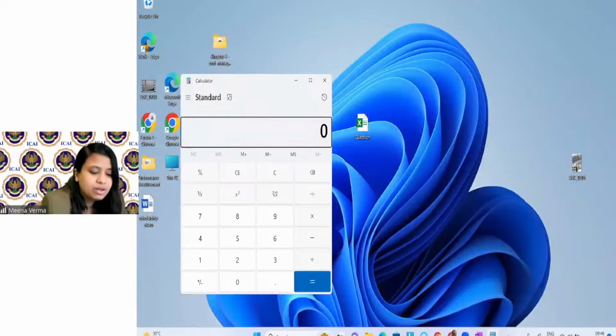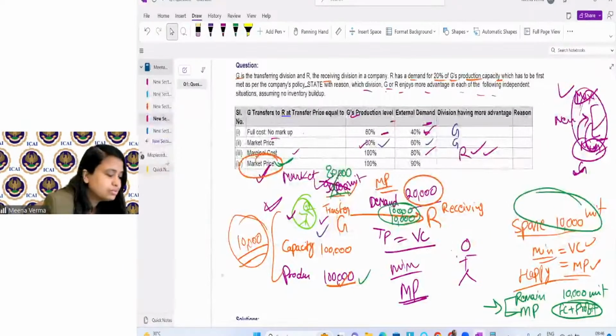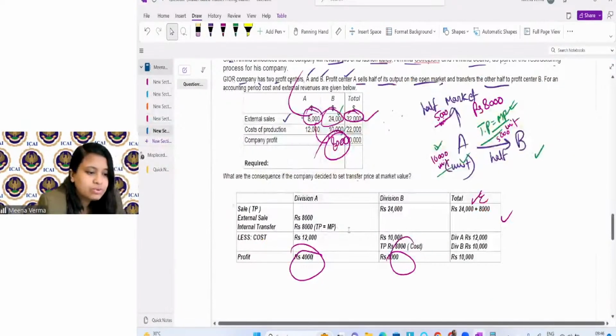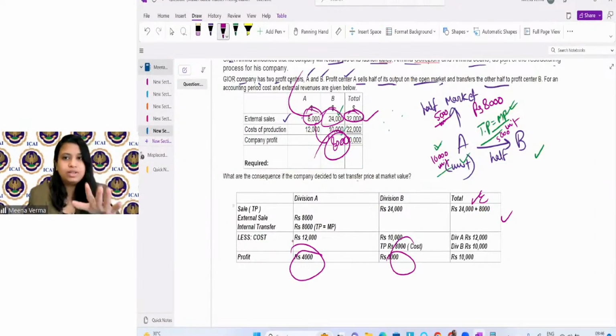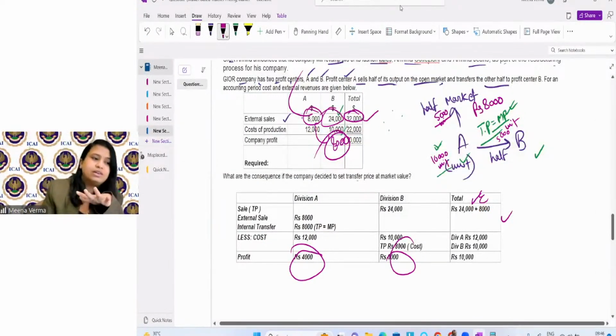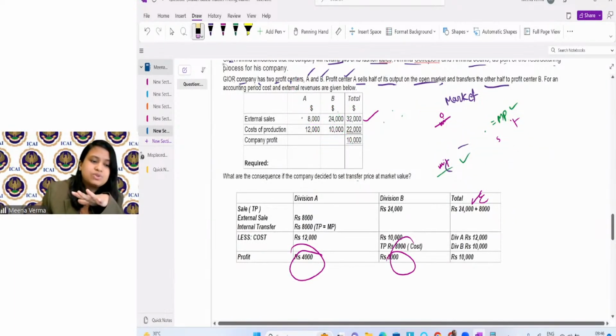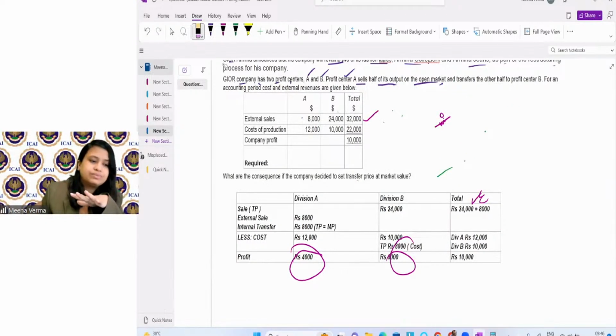All right, okay. If you have any other doubts, you can ask me. I hope that it is logically very clear. It's so simple, right? Transfer pricing is such a simple concept to understand. Not at all difficult, not at all rocket science.